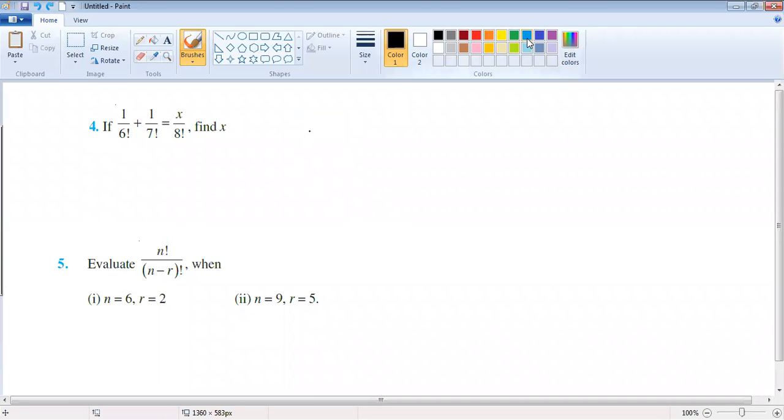so it can be written as like this: 1 by 6 factorial plus 1 by 7 factorial. I will write it as 7 into 6 factorial, because 7 factorial is 7 into 6 into 5 into 4 into 3 into 2 into 1. So 6 into 5 into 4 into 3 into 2 into 1 can be written as 6 factorial. x divided by 8 factorial I will write as 8 into 7 into 6 factorial.